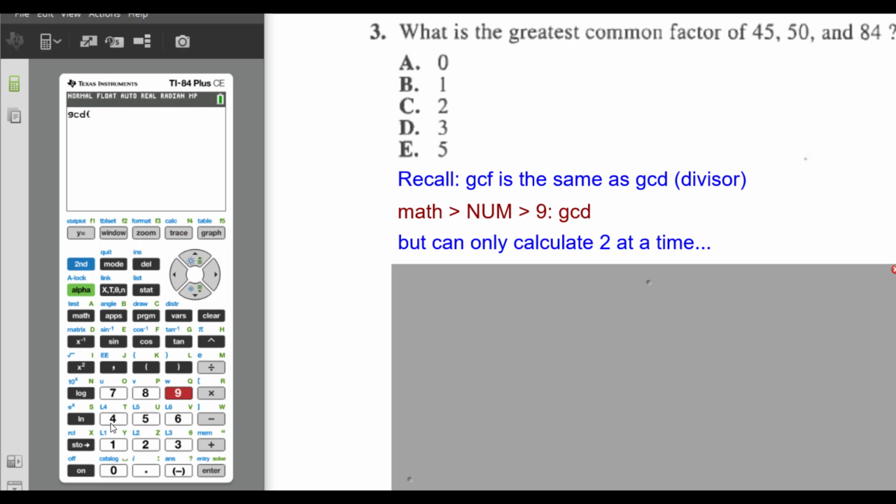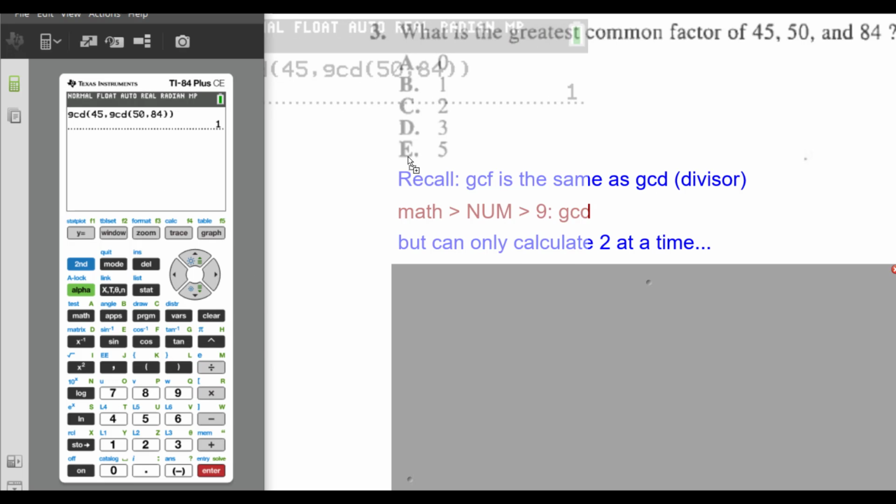So I'll find the greatest common divisor or greatest common factor of 45, comma. Again, bring up math, over to num, and down to number 9, greatest common divisor of the last two, 50, comma, 84, double right parentheses. And the answer is 1.